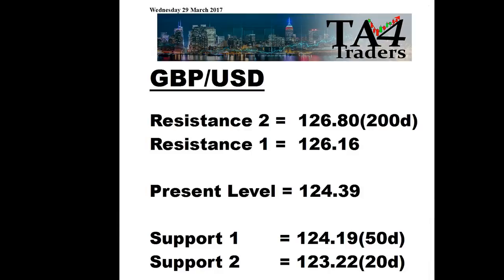the first resistance is at 126.16, with the second resistance at that downtrend in 200-day, which is at 126.80. On the supports, as I mentioned, the 50-day is where we're trading at the moment. It's just below where we are, trending upwards, 124.19. The second support at that 20-day, which is 123.22.